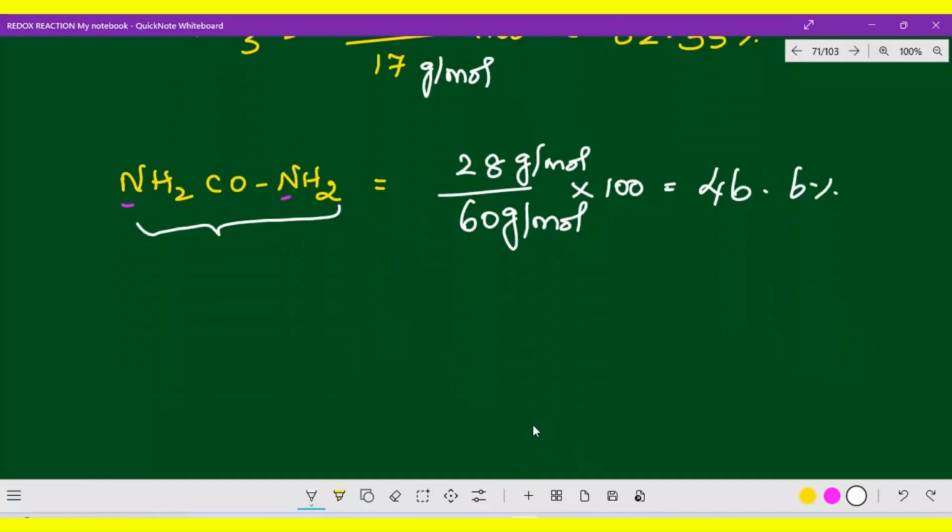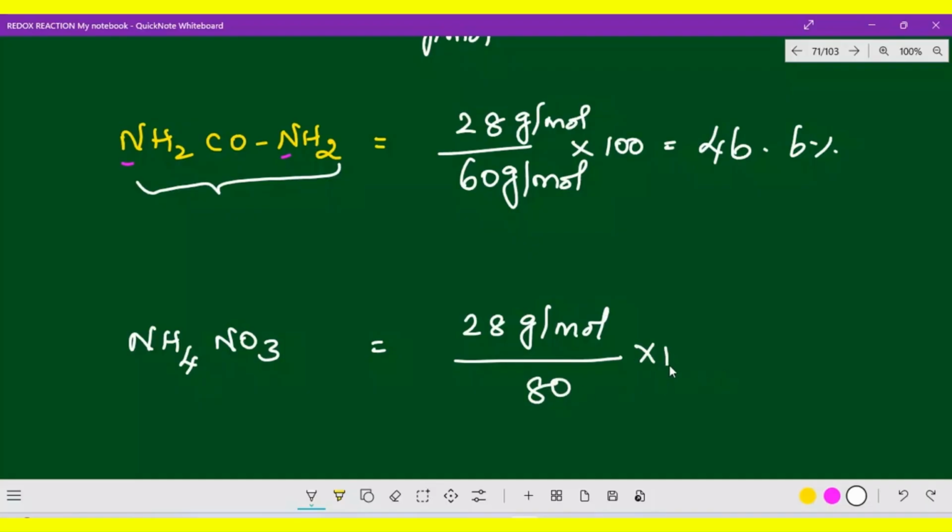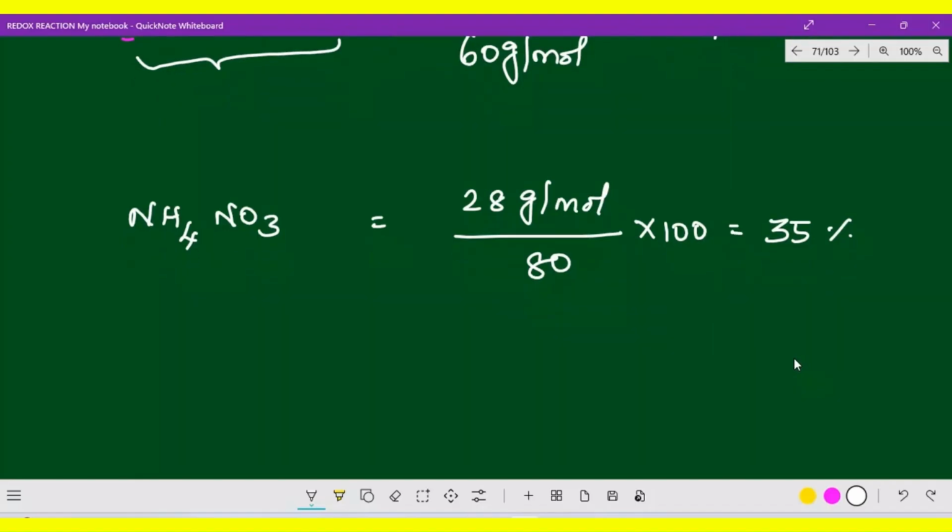Now the next one, ammonium nitrate. Ammonium nitrate is the first compound that was invented from inorganic compounds. So NH4NO3. Here, how many nitrogens are there? 2 nitrogens, so 28 gram per mole divided by the molecular mass of ammonium nitrate, which is 80, into 100. What answer will you be getting? Around 35%. Okay.